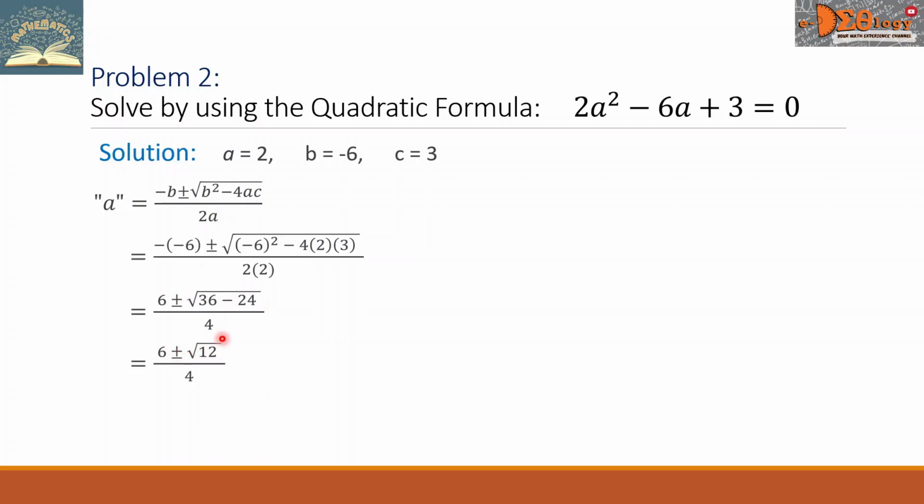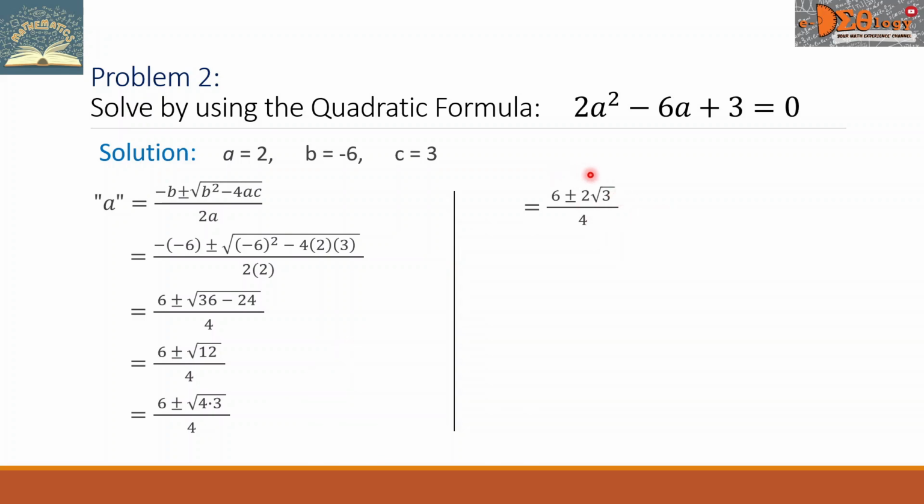Note that the square root of 12 is not a perfect square value. So we can simplify this anyway by showing that 12 equals 4 times 3. Since 4 is a perfect square number, we can simplify it by moving it outside the radical. So it becomes like this: 2 comes out, then the square root of 3.